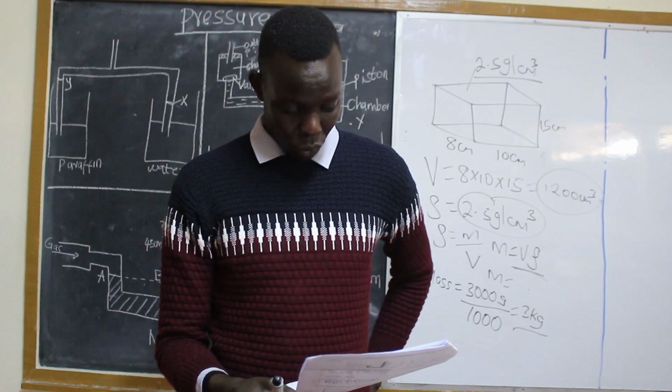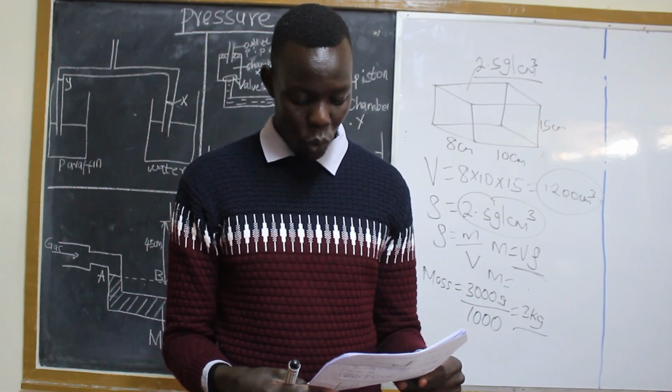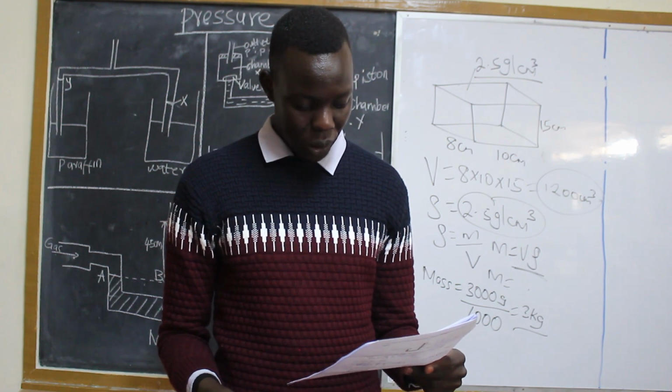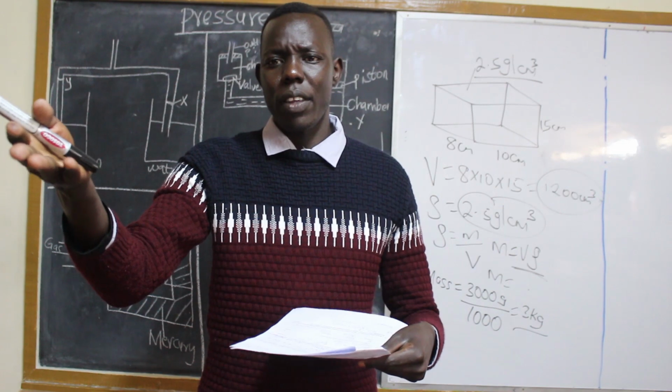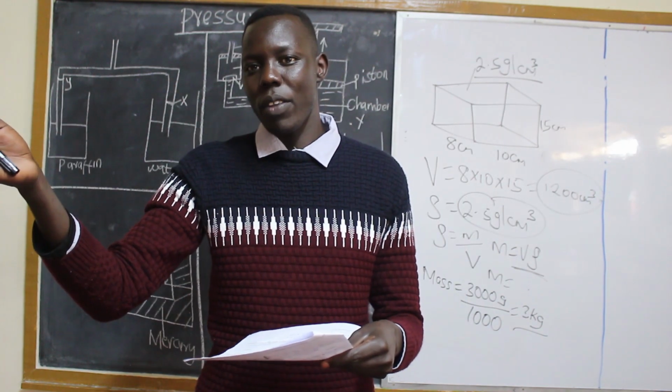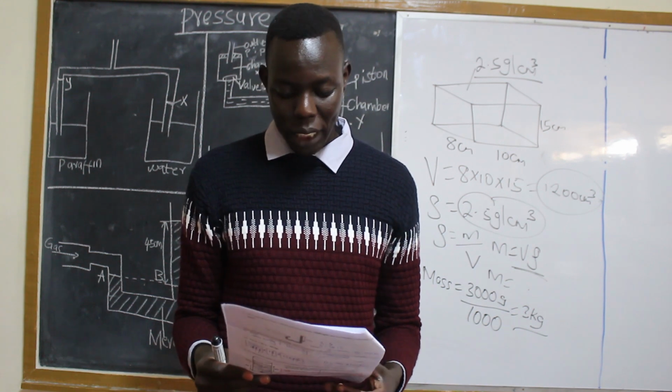Question 18. A piston whose diameter is 1.4 meters is pushed into a cylinder containing a fluid. If the pressure produced in the cylinder is 4 times 10 power 5, that is 400,000 pascals, calculate the force applied on the piston.